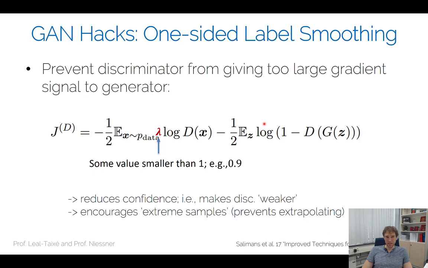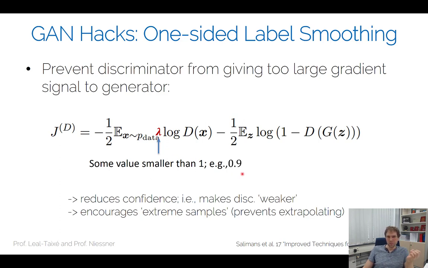One thing is one-sided label smoothing. That's an easy one. In the discriminator, for the real samples, you just penalize that part a little bit. So you have a lambda function here that makes the discriminator a little bit weaker in terms of the confidence, giving it like 0.9 or so.